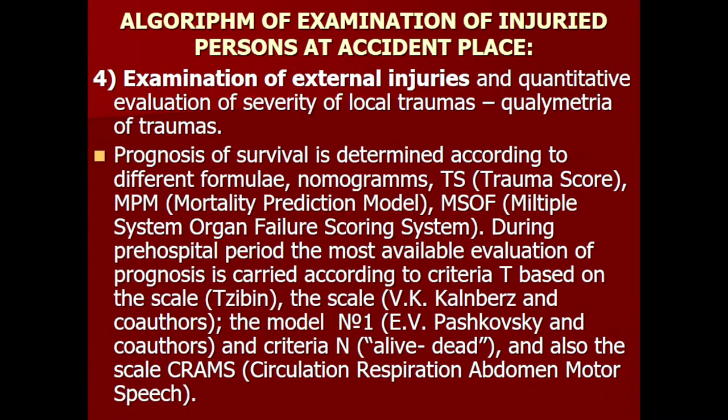Examinations of external injuries and quantitative evaluations of severity of local traumas, colorimetry of traumas. Prognosis of survival is determined according to different formulas, nomograms, trauma score, mortality prediction models, or a multiple system organ failure scoring system. During the pre-hospital period, most evaluations of prognosis are carried out according to criteria T, based on the scale of Tsibin, the scale of Calberts and other authors.